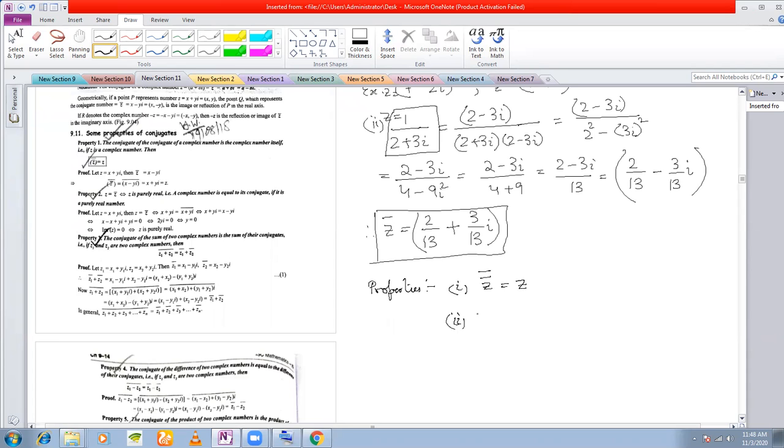The next important property is that if z is equal to z bar, if a complex number is the same as its conjugate, then we say that this complex number z is a real number. That is, we say that the imaginary part of z is 0. Okay, this is the second property.